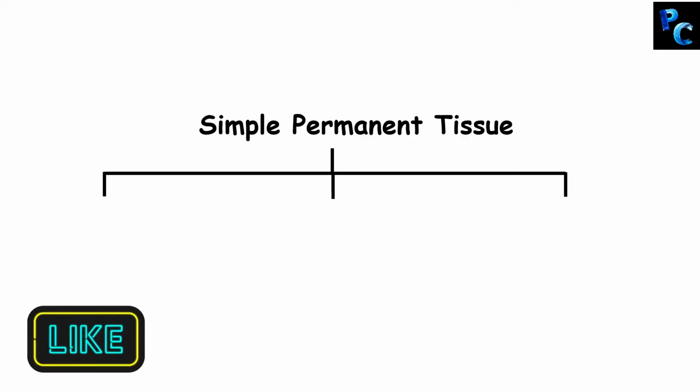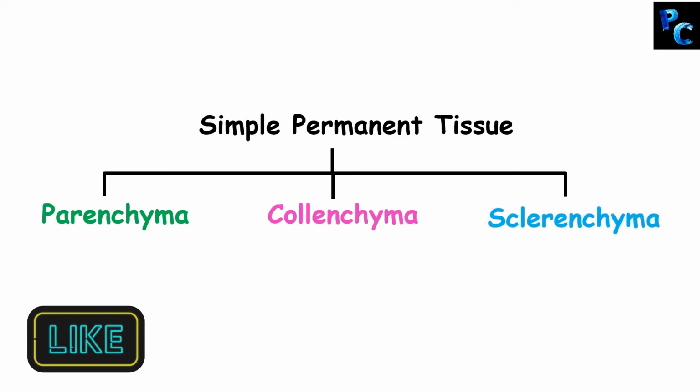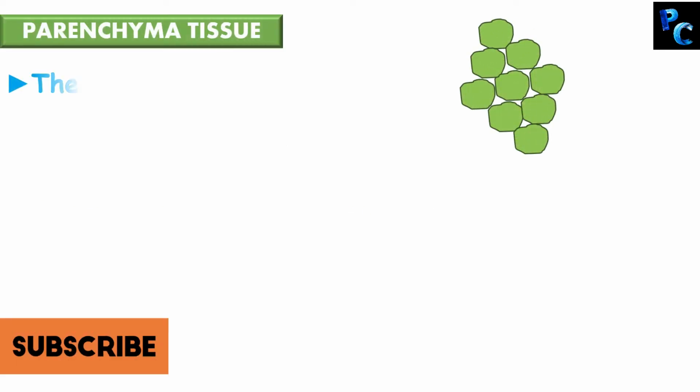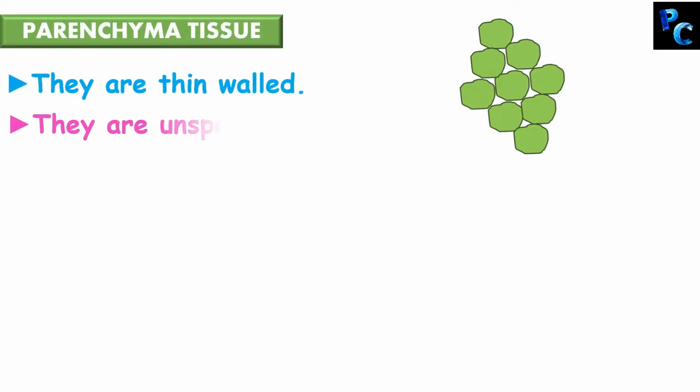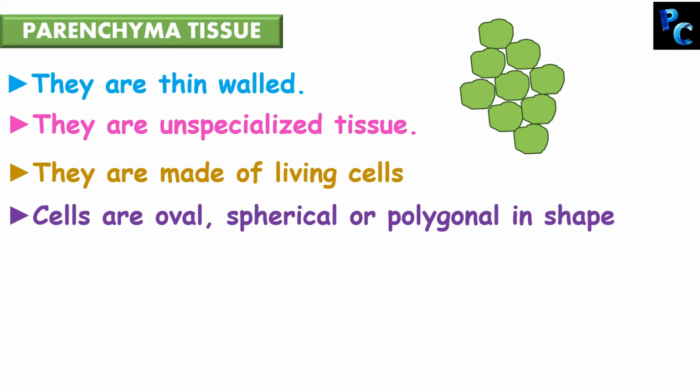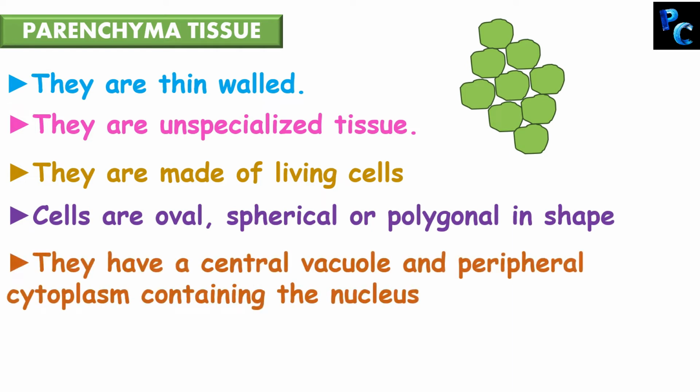Now, simple permanent tissue can be of three types, Parenchyma, Collenchyma and Sclerenchyma. Let's learn in details about all of them. We will start with Parenchyma. They are thin-walled cells. They are unspecialized tissue. They are made up of living cells. Cells are oval, spherical or polygonal in shape. They have a central vacuole and a peripheral cytoplasm containing the nucleus.